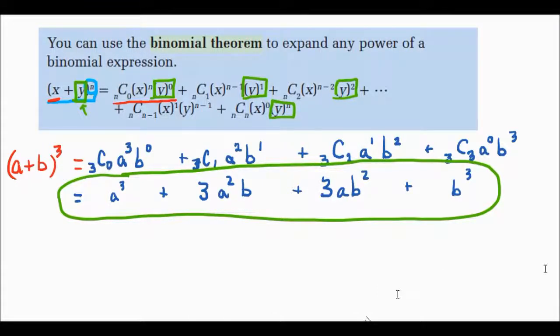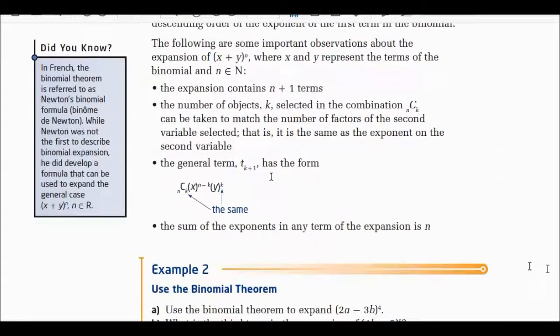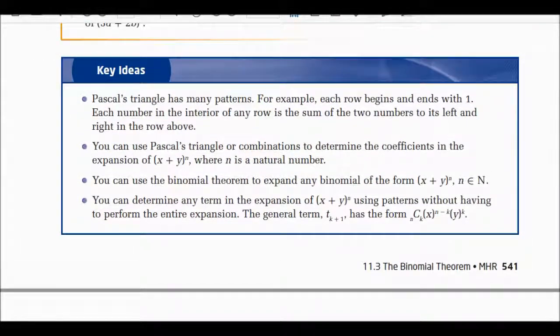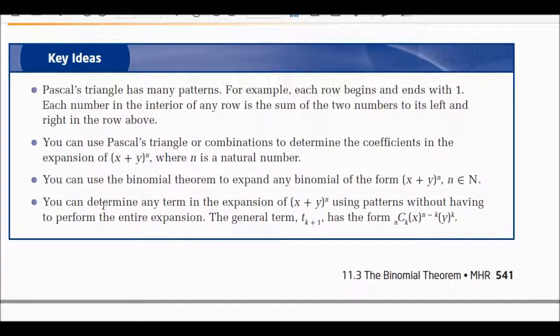Now, the last and final note here from your textbook, the key ideas right here, says this, that you can determine any term in an expansion using patterns without having to perform the entire expansion. So we could expand the entire expansion a plus b to the power of 10. We could do that. We don't have to multiply it out manually. We could use the binomial theorem. But you could also just pick the fourth term in that by using the patterns, right?